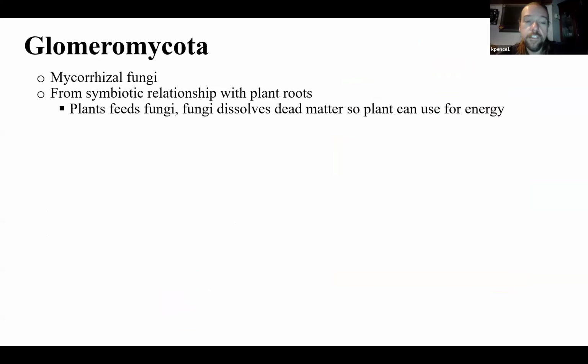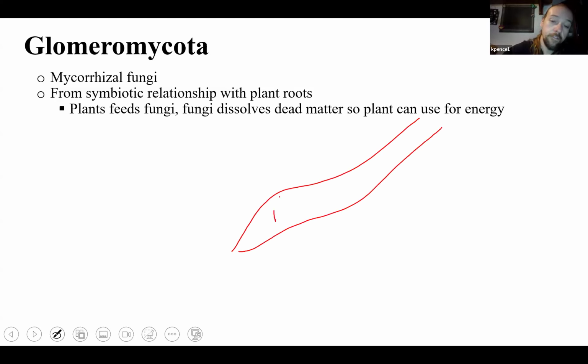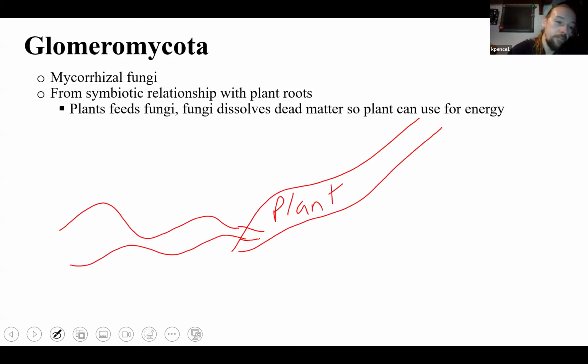Glomeromycota. So these are very special fungi. They are symbiotic with plants. A lot of plants can't break down the material in the soil for use. So you have a relationship here. Let's say that this long structure is a plant root, and then over here you're going to have a hypha, and these two are going to grow together. The fungus is over here.